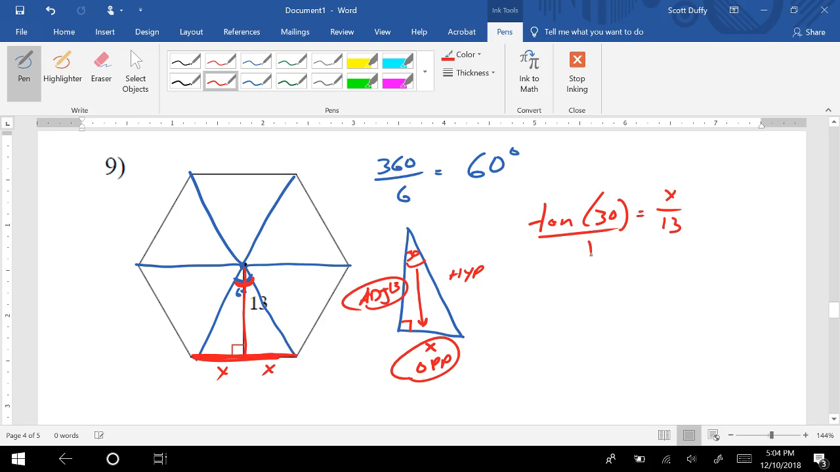Put this over 1, cross multiply. 1 times x is x. 13 times the tangent of 30. I'm going to be a little bit less specific, because I'm going to put that in my calculator and see what it equals. 13 tangent of 30 equals 7.505.